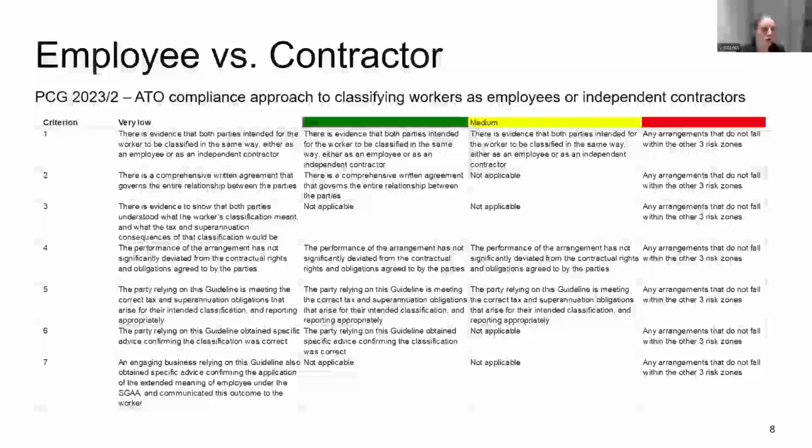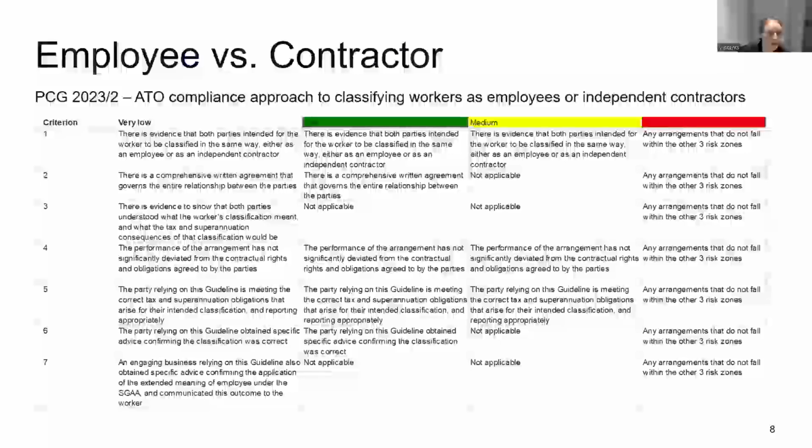And to fall into the very low risk category, there also needs to be evidence that both parties understood what the worker's classification meant and what the tax and super consequences of that classification would be. And also importantly, a business relying on the guideline, if you look down to point 7, needs to obtain specific advice confirming the application of the extended meaning of employee under the Super Guarantee Act and communicated the outcome to the worker. So you actually need to have obtained specific advice to fall into this category.